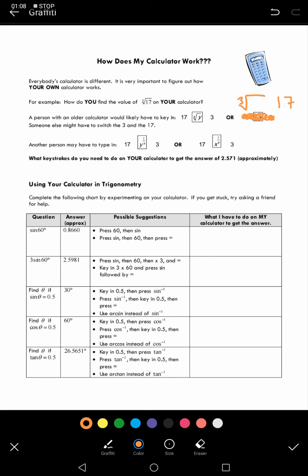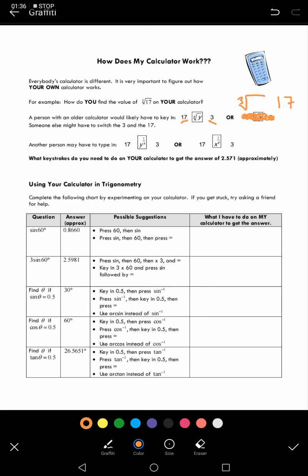So if you have an older calculator, you're likely going to have to use these 3 keys. So you would first type in 17, then you would type in your button. So it's going to have X on top of that root sign and a Y underneath. So you might have to click shift or second to get to that button, but you should have that button on your calculator. And then lastly, you would type in 3.